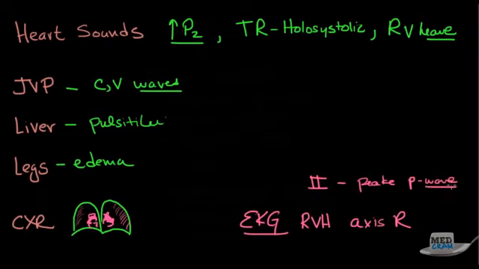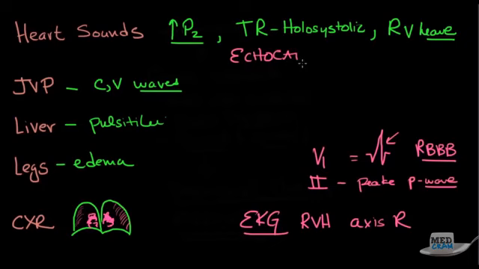Also, if you have right ventricular hypertrophy, remember in lead V1, you're probably going to see a large R wave. You might even see a right bundle branch block, depending on how much enlargement there is. However, the biggest thing that you're going to see is an echocardiogram.